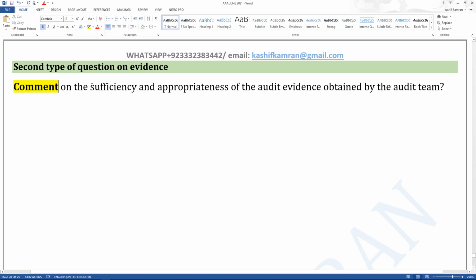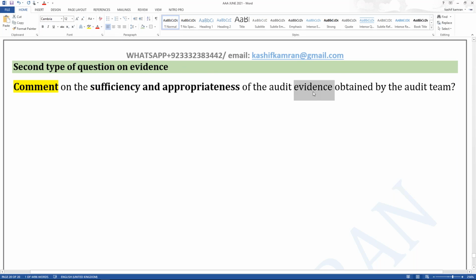Comment on what? Comment on the sufficiency and the appropriateness of the evidence which is obtained by the team. So will the evidence be given in the exam paper to you? Because the examiner is saying obtained by the team. So will the examiner tell you in the case study what evidence has been obtained by the team? Then only you can comment on it. So will the evidence obtained by the team be given in the case study, everyone? Then only you can comment on it, right?